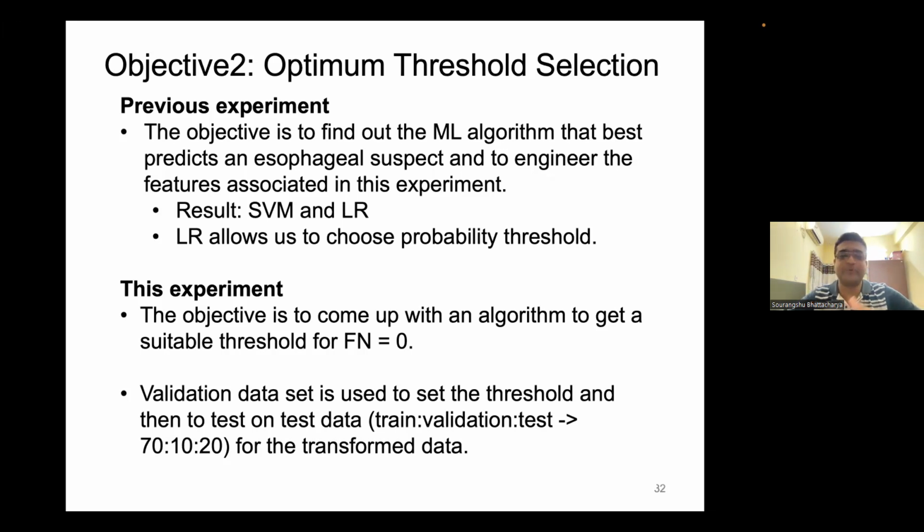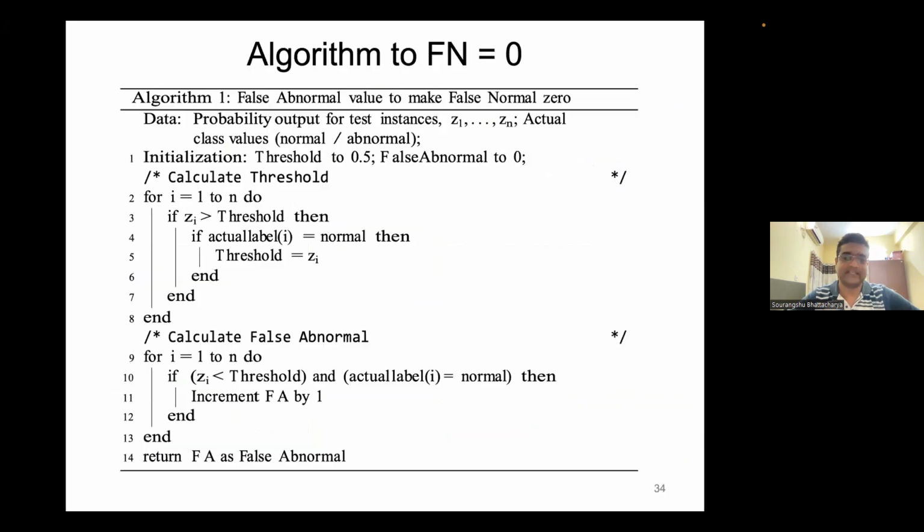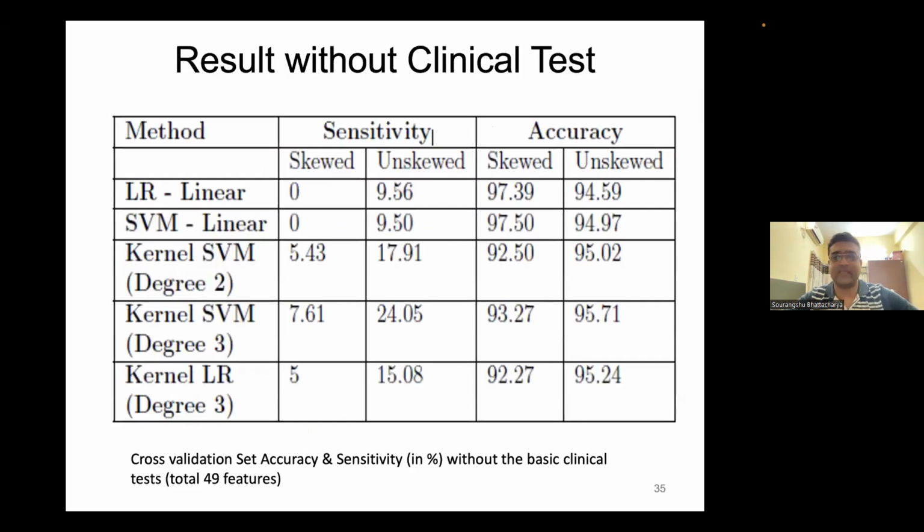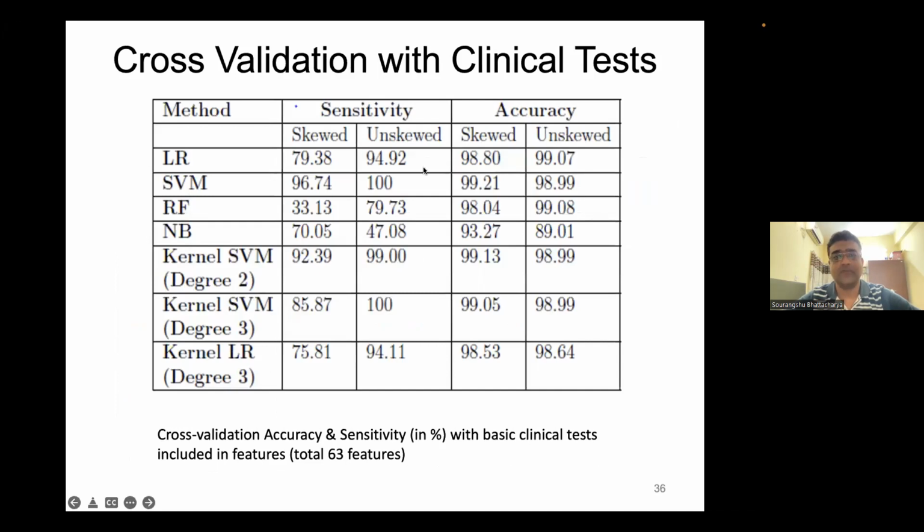And then we report the results on the test set. I'm skipping the flow chart and the algorithm, hoping it is clear. First we tried without basic clinical test features, and we could not get very high sensitivity. So we started adding the basic clinical test features. After adding all of them, we see that kernel SVM and kernel logistic regression achieve 100% sensitivity. But here it doesn't, because here we are using the default threshold.